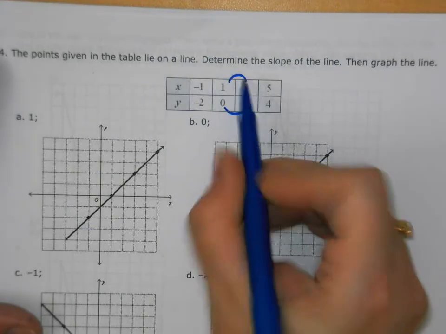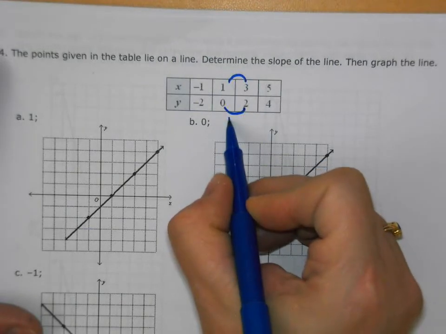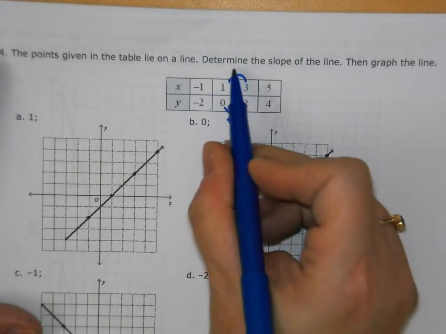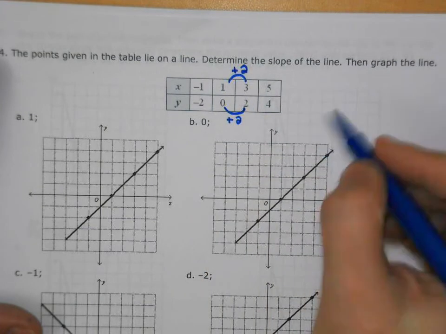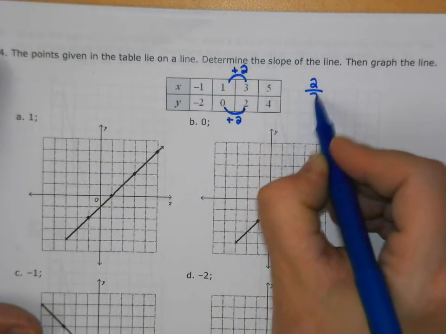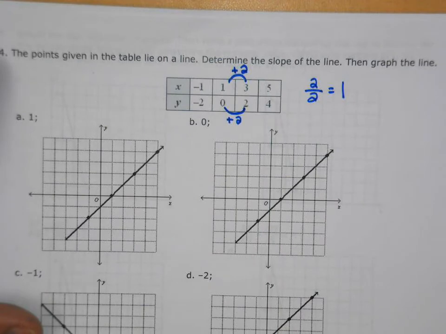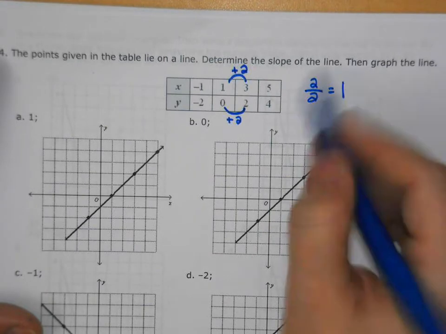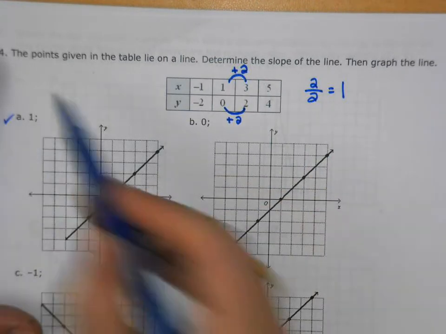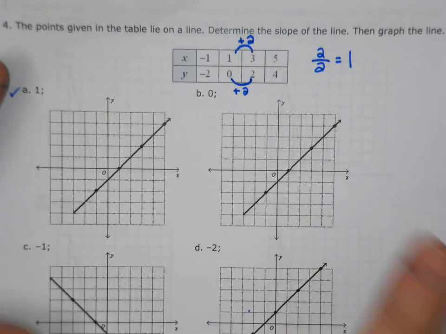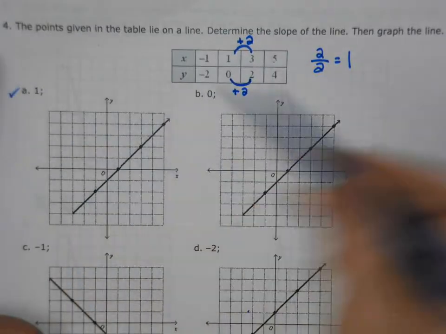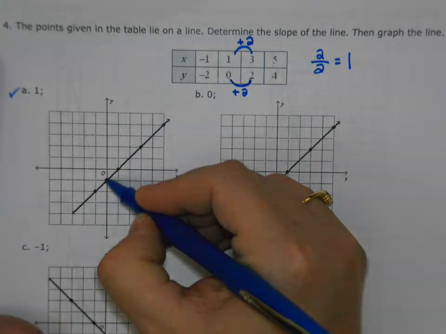So my change here, I'm going up by 2, and my change here, I'm going up by 2. So it's 2 over 2, which equals 1, so my slope is a positive 1. I can see right here that the only answer that has a slope of 1 is A. And then I would double check and just check your points.